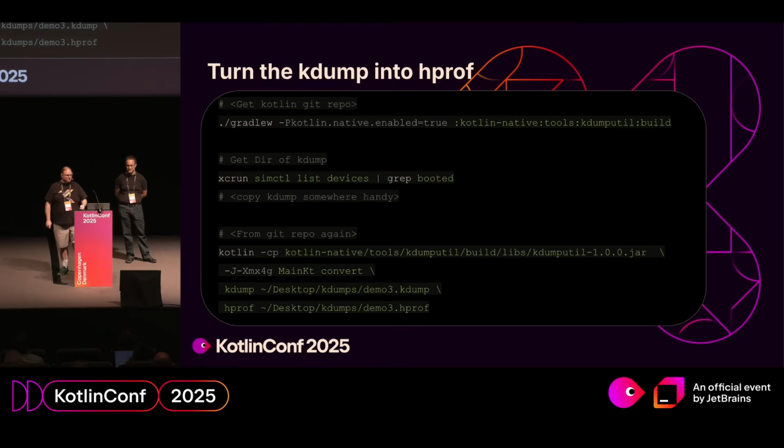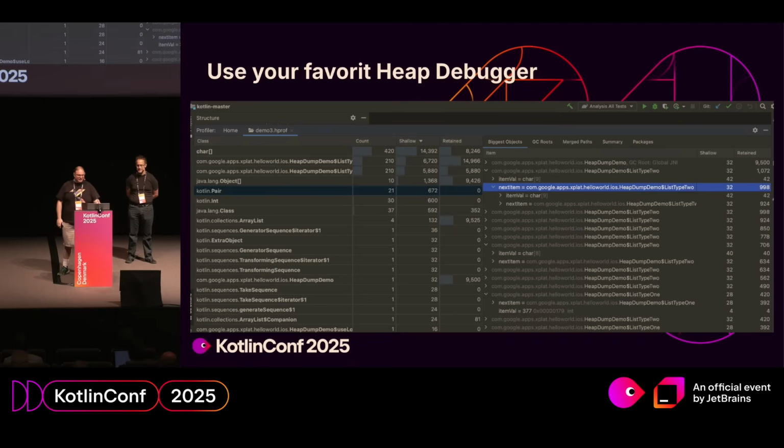You build the tool. Right now, it's kind of a lot of work. You have to pull down the Kotlin native repo and build the tool. There's no nice, happy, pre-built, integrated system. But there's a sequence of commands that you eventually get an hprof file. And then you happily get it in the debugger.